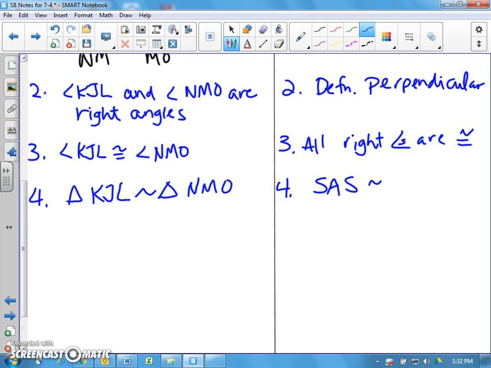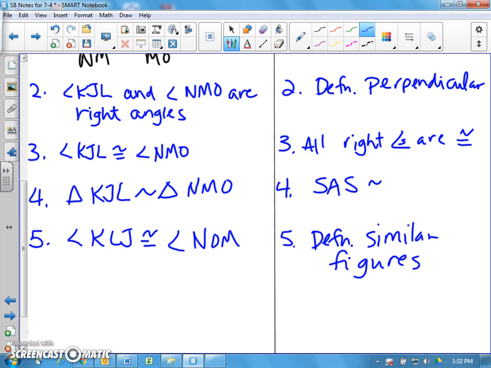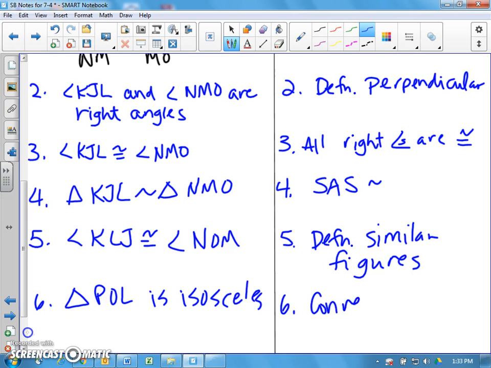Here's what the rest of the proof would look like. I have angle KLJ congruent to angle NOM because I've proven that those are similar figures. The converse of our isosceles triangle theorem says that if we have two congruent angles, then we have an isosceles triangle. So our final step would be to say that triangle POL is isosceles, which is what we were asked to prove, and our reason for that would be the converse of our isosceles triangle theorem.